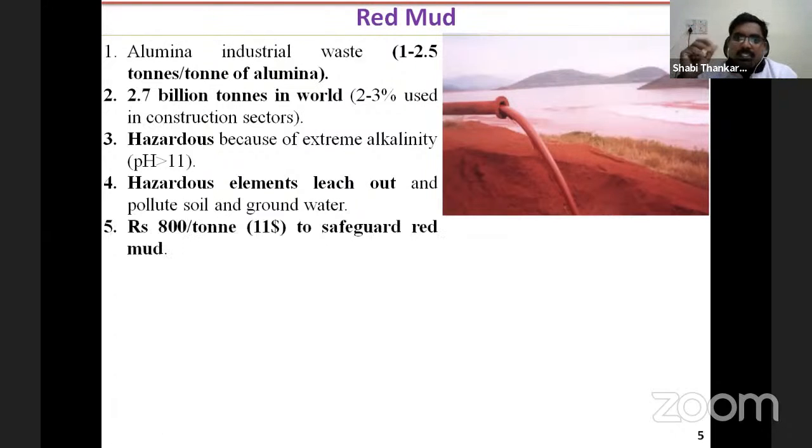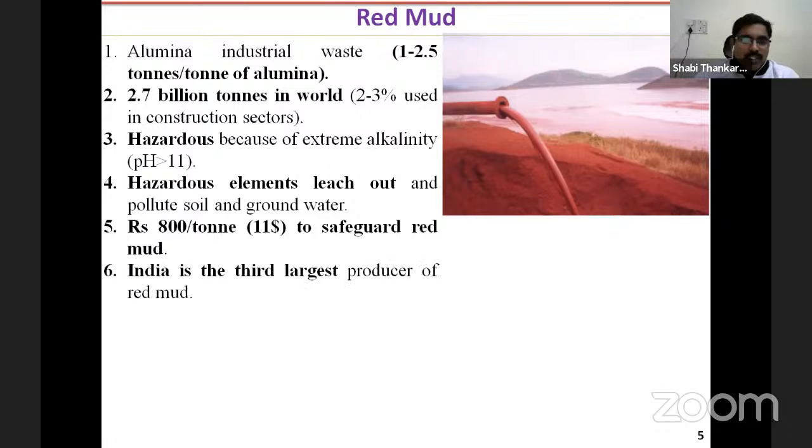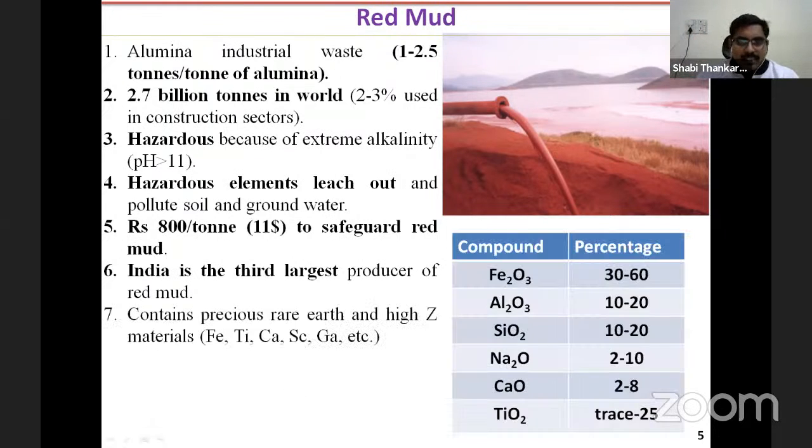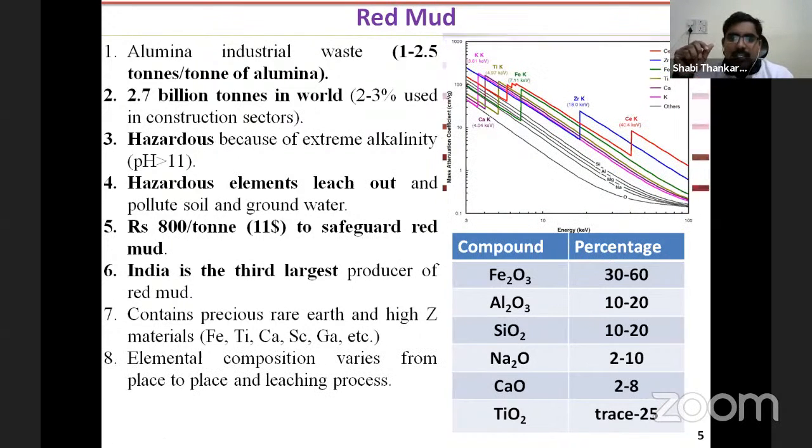Because of its hazardous nature, our alumina industry is spending rupees 800 per ton to safeguard it, because they have to specially design a dam to store it. It is not utilized; only 2 to 3% has been utilized. The rest is all stored in the disposal plant. We are producing the third largest amount, and it has a lot of iron, aluminium, SiO2, and other heavy elements, which is suitable for radiation shielding application.